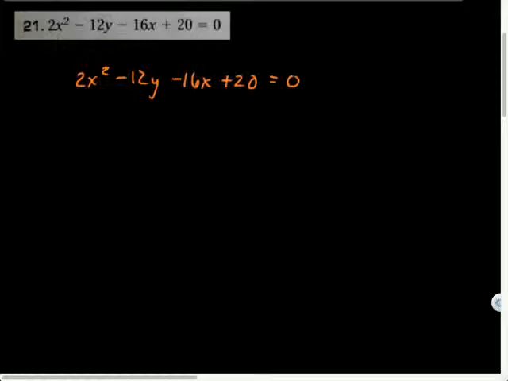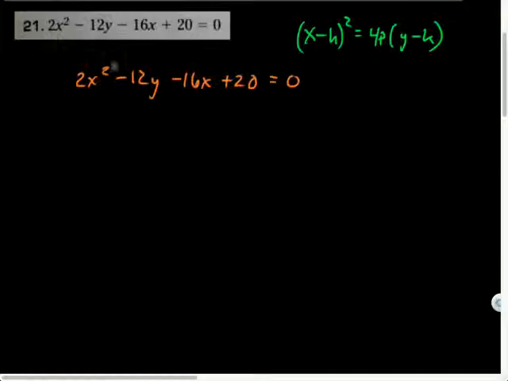So looking at this, I want to point out that notice my x term is the only squared term, right? I don't have a y squared term. So therefore, this must be oriented in which direction? Vertical. So that means it must be of the form x minus h squared equals 4p times y minus k, right? So that's what I'm shooting for.